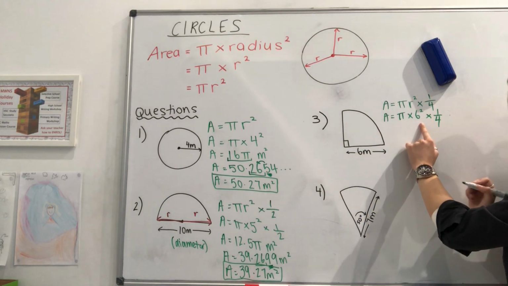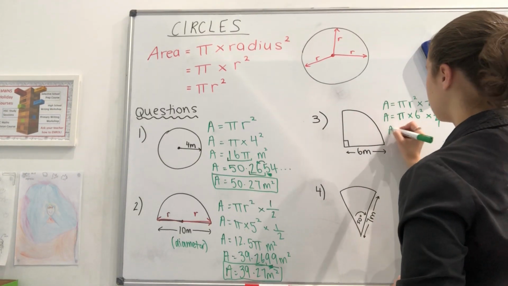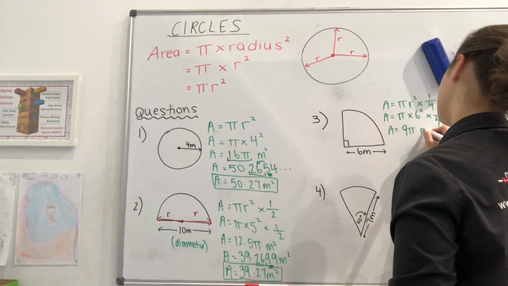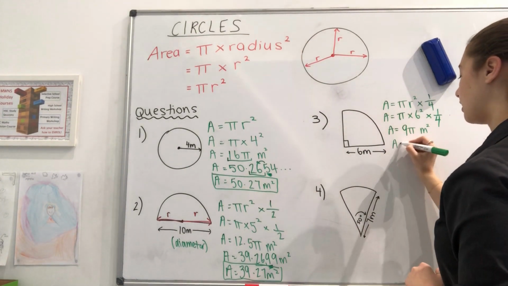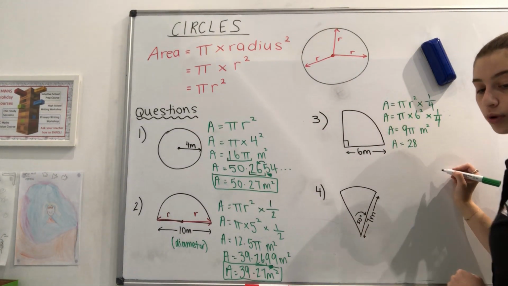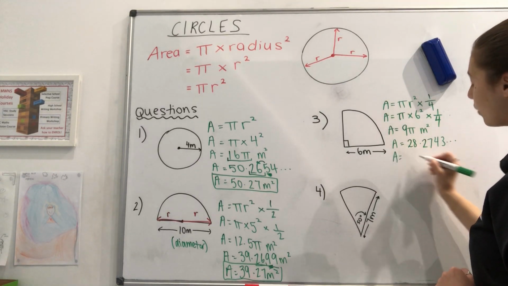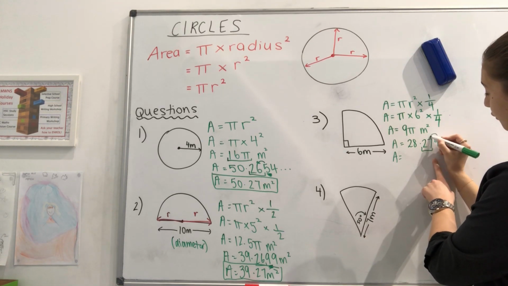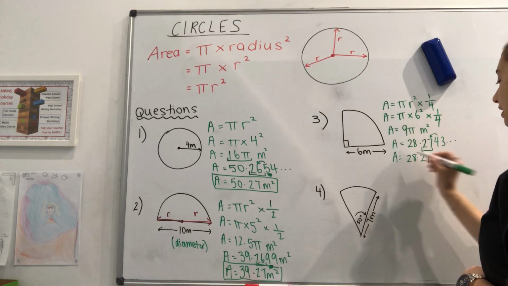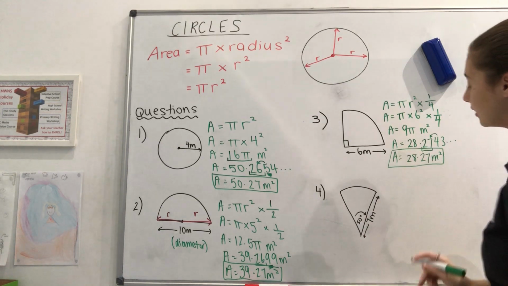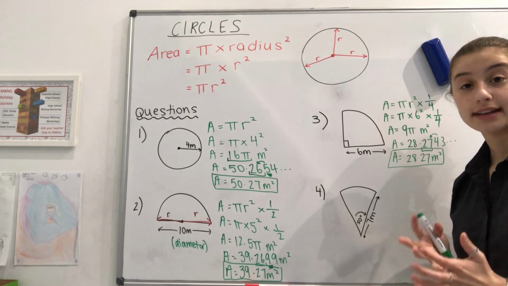6 squared is 6 times 6, which is 36. 36 times a quarter will be 9. So we're going to get the area as 9 pi meters squared. Again, that's exact. If we punch this in our calculator, we will get 28.2743... And rounding as always to 2 decimal places. Here we see the 4 is less than 5, so it's not going to affect our number, and we're going to write it as 28.27.